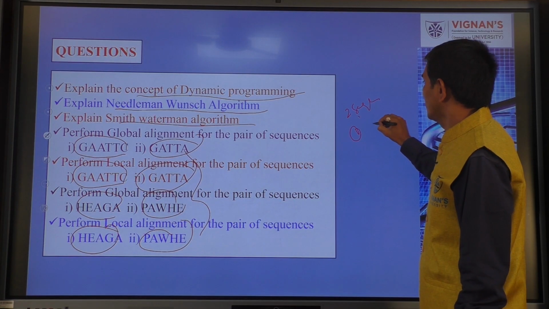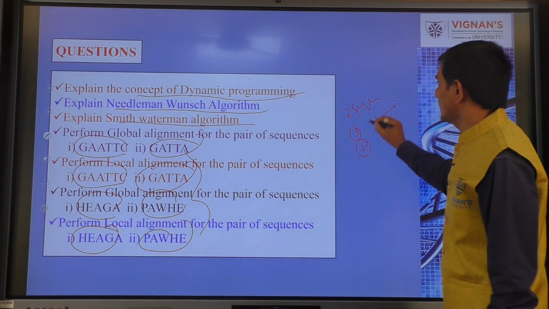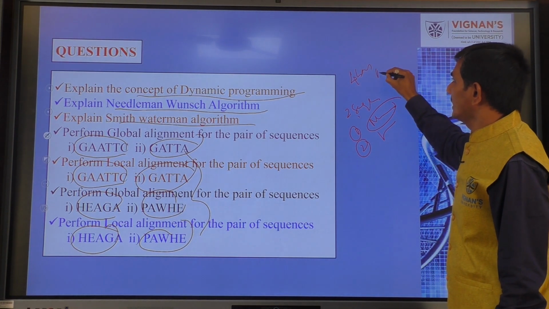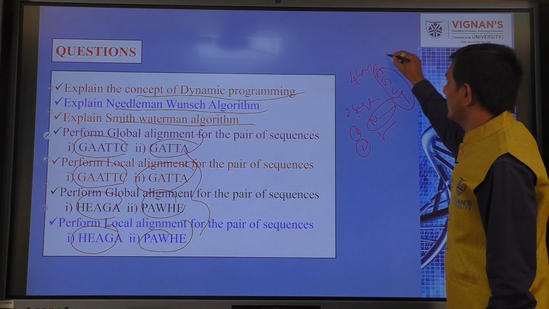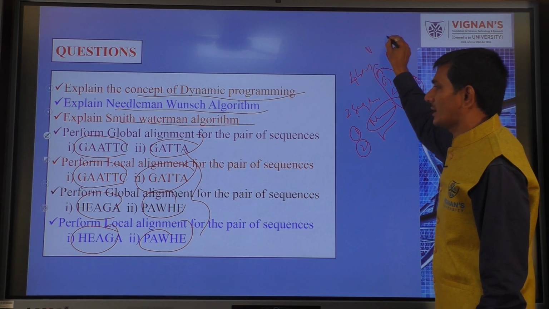The difference between these 2 is, as we know, we have 2 types of sequences. The first one is nucleotide sequence, the second one is protein sequence. As we know, a nucleotide sequence is a repetition of 4 bases, adenine, guanine, cytosine, thymine if it is DNA. Similarly, adenine, guanine, cytosine, and instead of thymine we will have uracil if it is RNA.